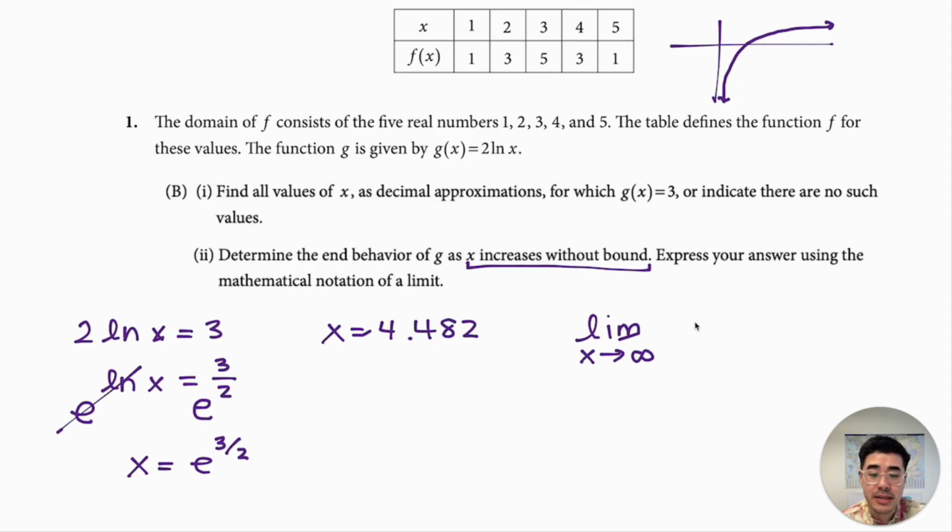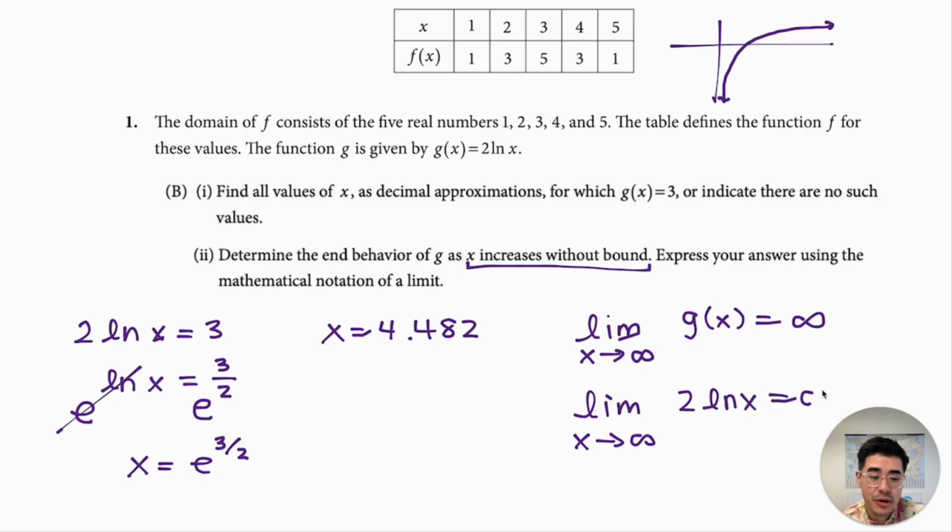We're going to do the limit as x approaches infinity of g of x, and then we're going to say that's equal to infinity. If you do not want to write g of x, you could also write it this way: limit as x approaches infinity, and then plug in the exact function that they gave you. Either one of these would be acceptable answers. If you do not put g of x or 2 ln x in the answer, then that would be considered incomplete because you're not expressing what function you're taking the limit of.